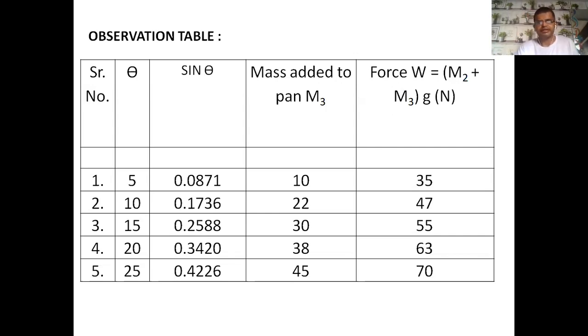Now next column, sin theta. It is a known value, because in your record book, in the last few pages, you are shown some values of sine, cos or tan. So directly copy from those what is the value of sine 5, 10, 15, etc. Now the third column, mass added to pan, M3, 10, 22.